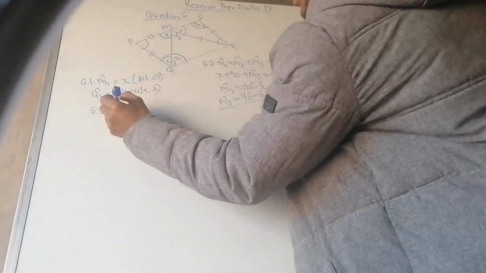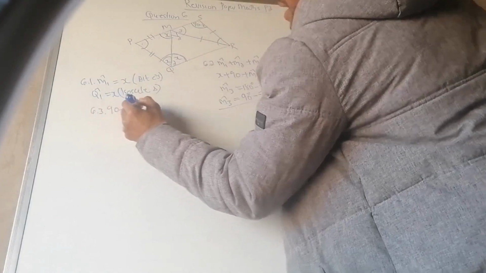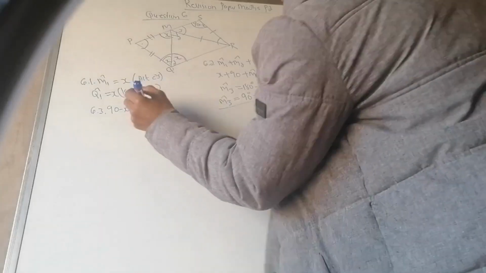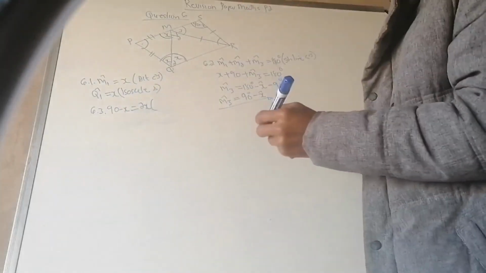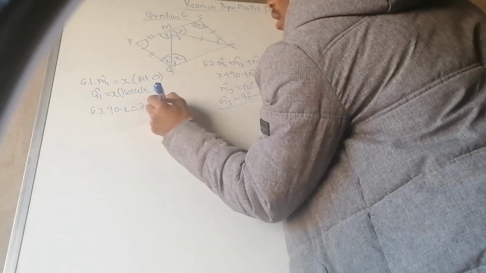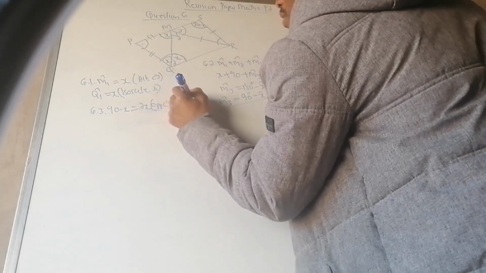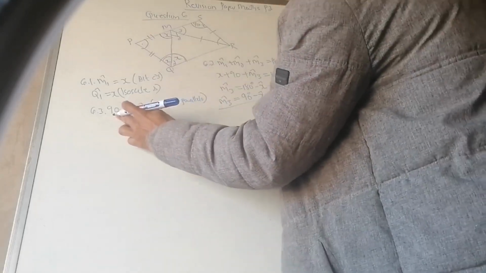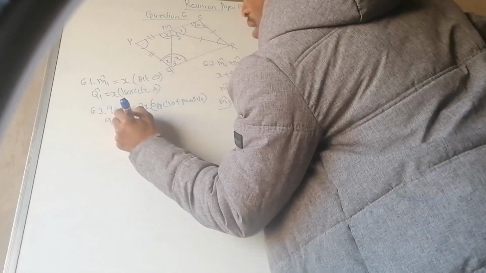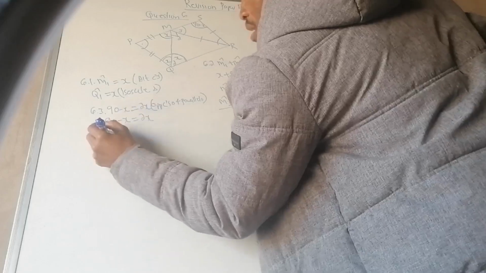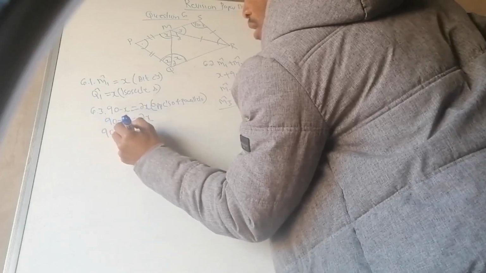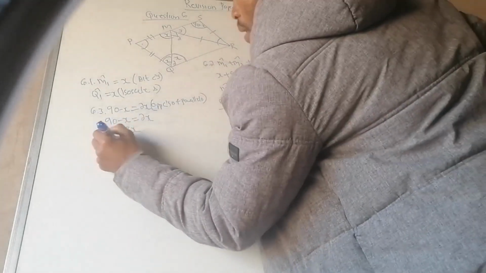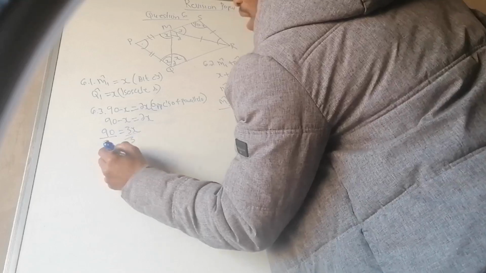This one is 90 minus X, and this one is X plus X, which is 2X. The reason is that they are opposite angles of a parallelogram. Right, so 90 minus X equals 2X. Take X to this side: 90 equals 3X, because 2X plus X is 3X. You divide by 3, you divide by 3.